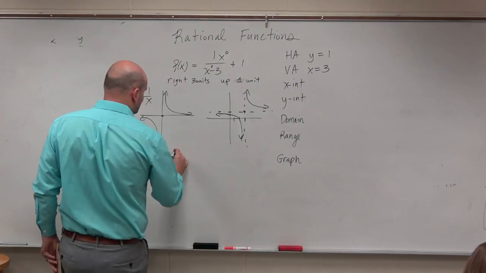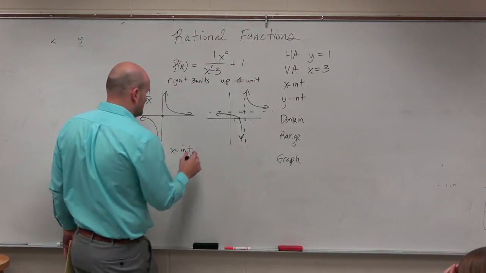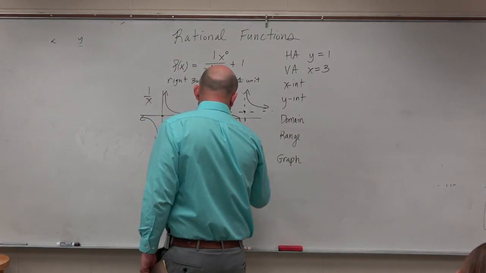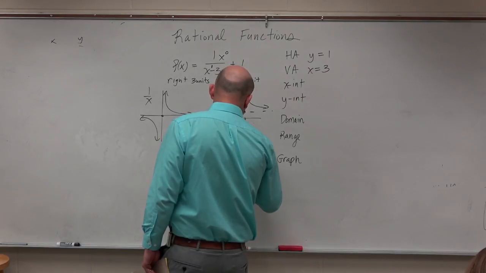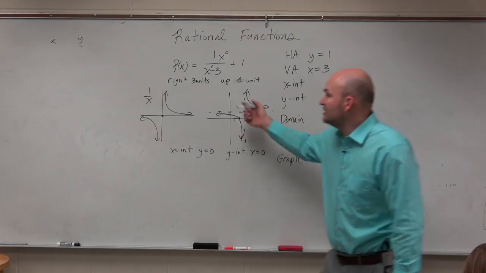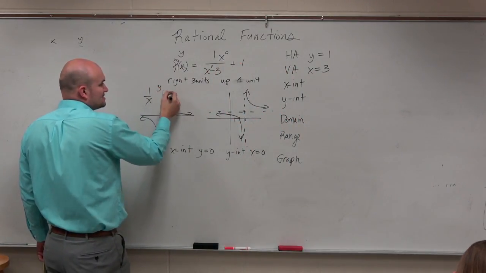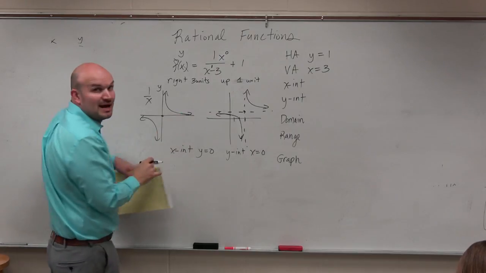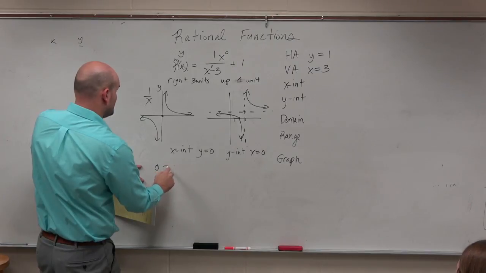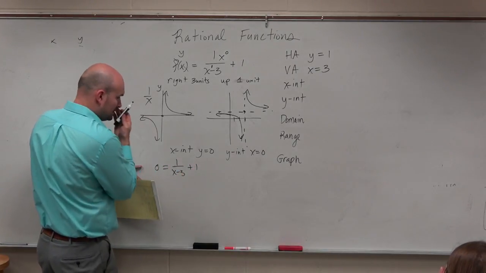We know that the x-intercepts occur when y is 0, and the y-intercept is when x is equal to 0. Now we could think of f of x here as our y. You could think of this as the y-axis instead of the f of x axis. So for my x-intercept, all I'm going to do is plug 0 in for y. So 0 equals 1 over x minus 3 plus 1.